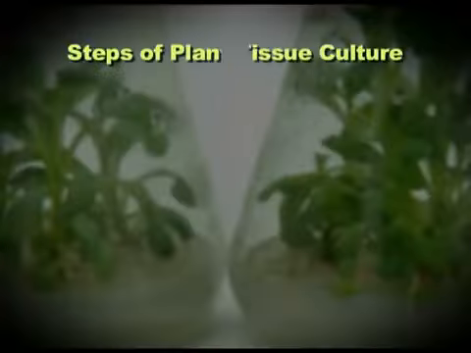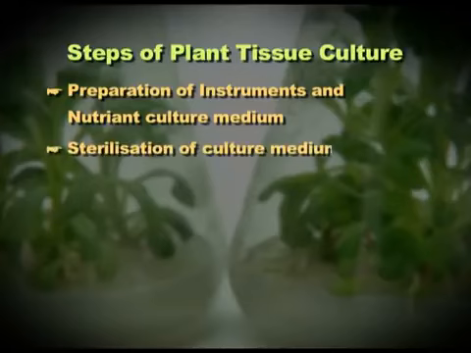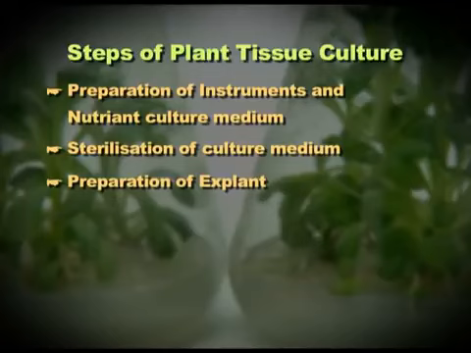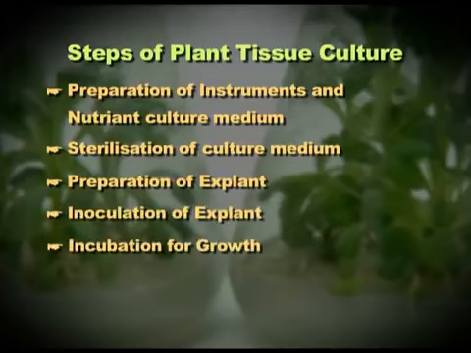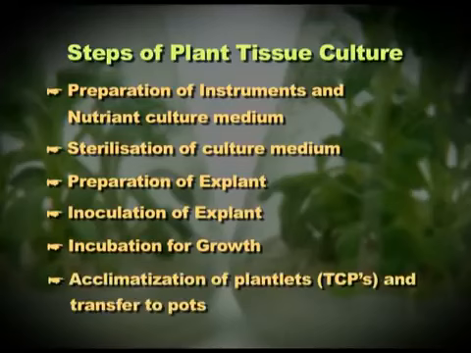The various steps of plant tissue culture are preparation of instruments and nutrient culture medium, sterilization of culture medium, preparation of explant, inoculation of explant, incubation for growth, acclimatization of plantlets, and transfer to pots.